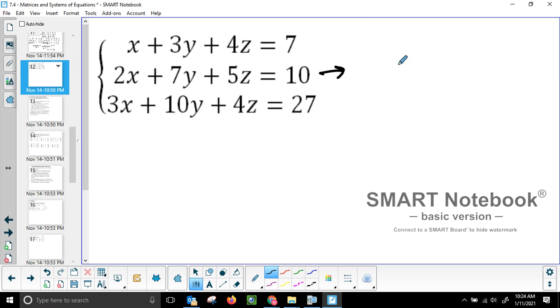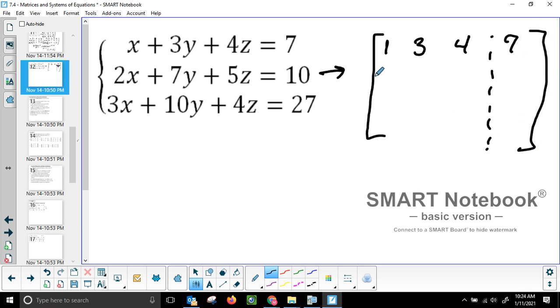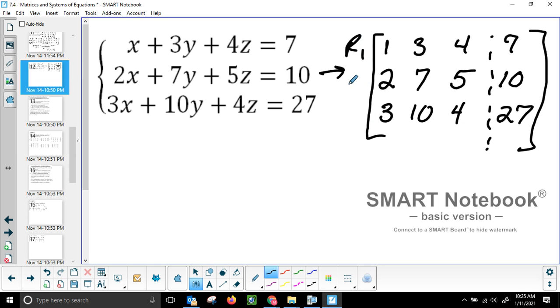If we put this as an augmented matrix, we're going to get 1, 3, 4, 7. Then 2, 7, 5, 10, and 3, 10, 4, 27. And of course, this is row 1, row 2, row 3. To do our next iteration, I want this to be a 1, and everything after it doesn't matter. It already is, so we can leave row 1 as it is.